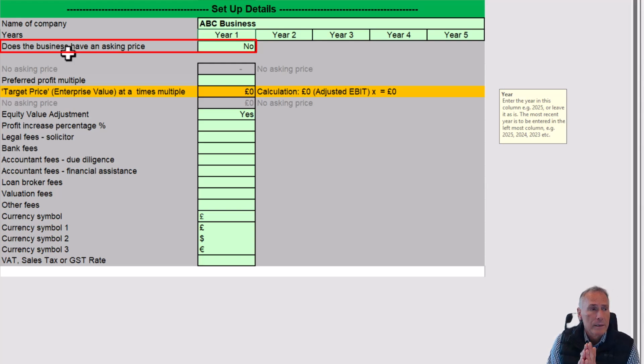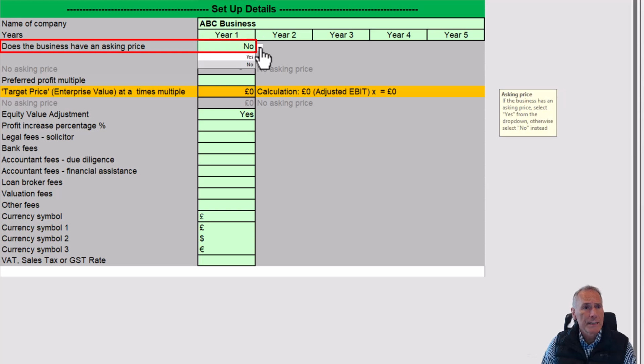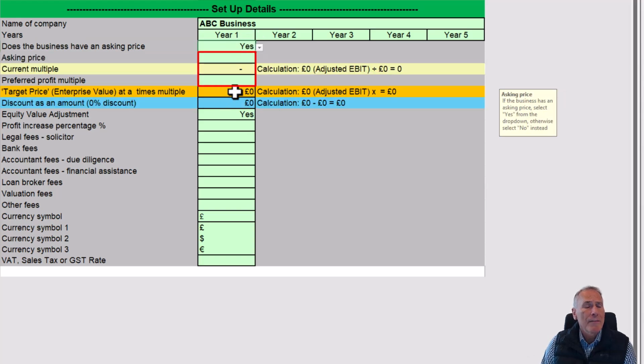They may do. They may say to you, I want X amount for that business. And in this particular case, I'm going to demonstrate it on the basis that this business does have an asking price. So I'm going to change that to yes. And you have extra cells appear when it has an asking price, because then you need to enter the asking price in this cell here, which in this case is £750,000.